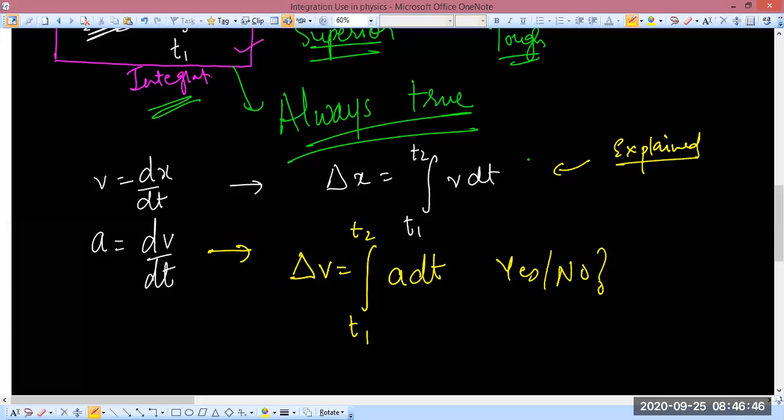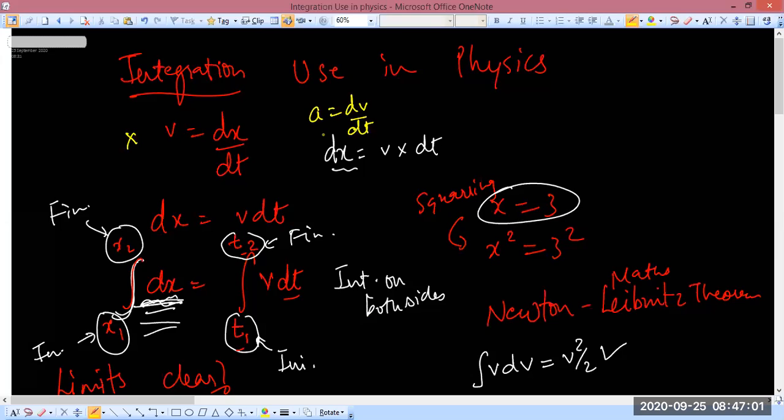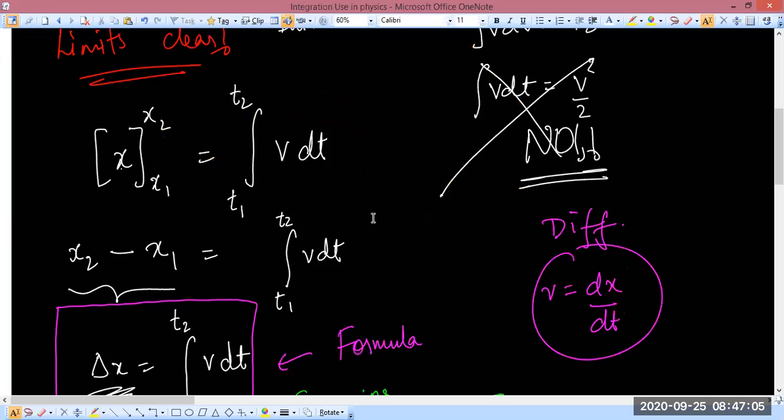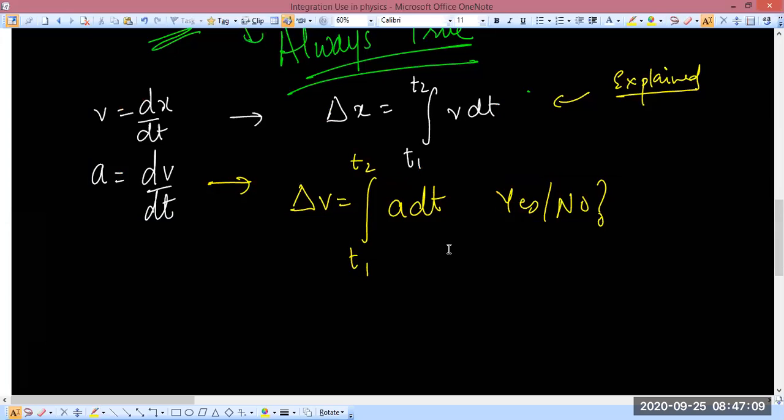If you want to prove it, you have to follow exactly the same steps here, but start not with this, but start with a is equal to dv by dt. If you start with that and follow a similar procedure, you're going to get this relation. Clear?